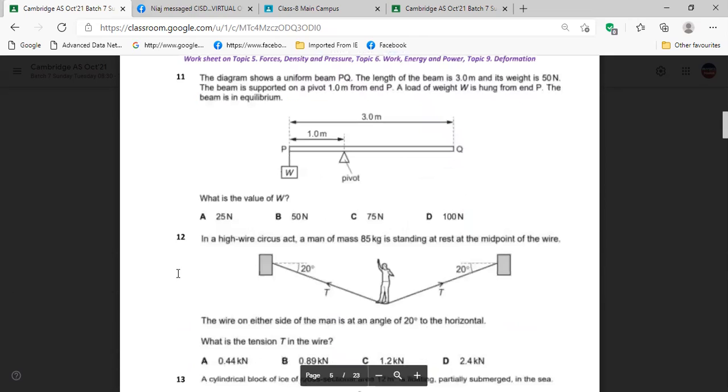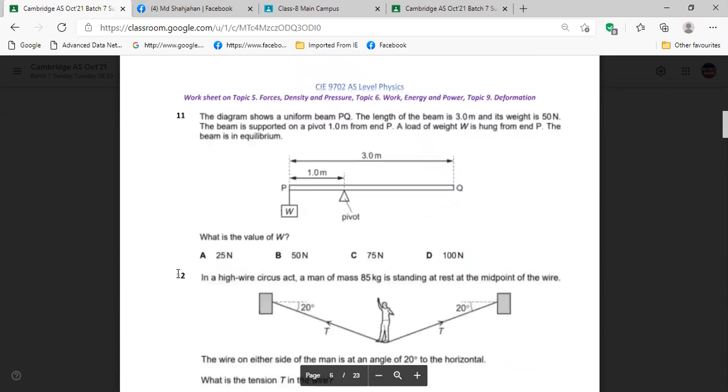Another simple question, 11. It's an O-level concept only. Farhan, you read it. You can do it. The diagram shows a uniform beam PQ. The length of the beam is 3 meters and its weight is 50 Newton. The beam is supported on a pivot 1 meter from end P. A load of weight W is hung from end P. The beam is in equilibrium. What is the value of W?